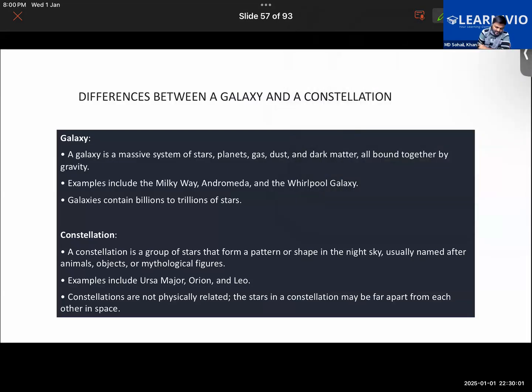And let me tell you one thing: it is noted that about 10 raised to the power 11 galaxies have been discovered so far. Just imagine how many galaxies are out there in the universe.